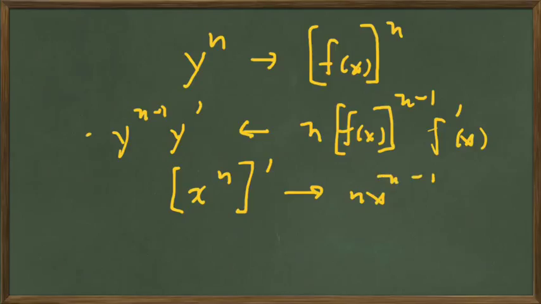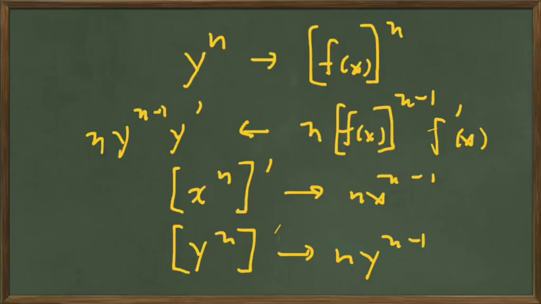Oops, I forgot my n here. And the derivative of y to the n by this implicit rule is almost exactly the same. It is n y to the n minus 1, and we just have to tack on a y prime.